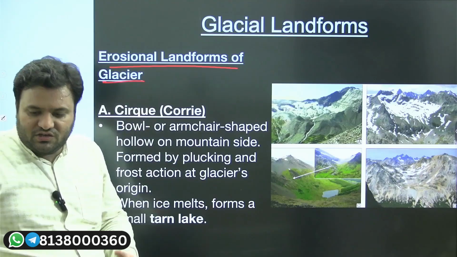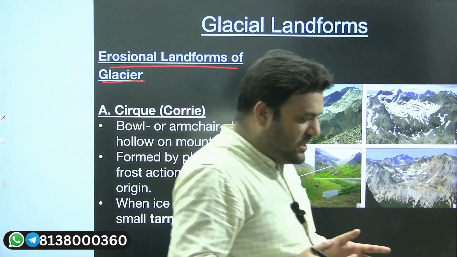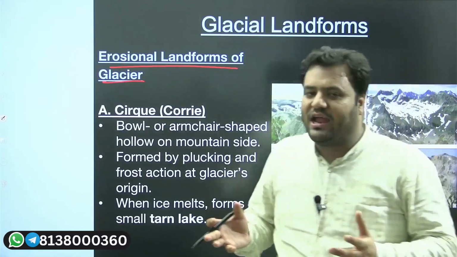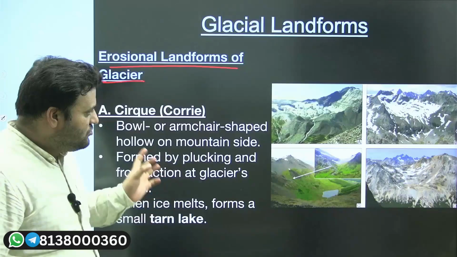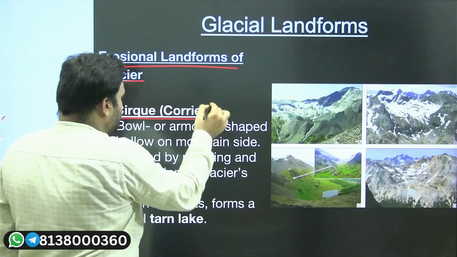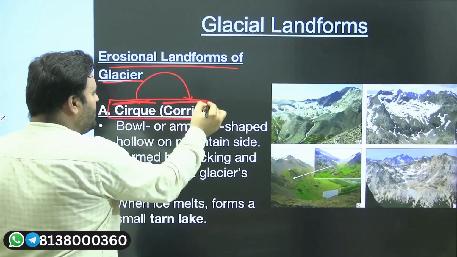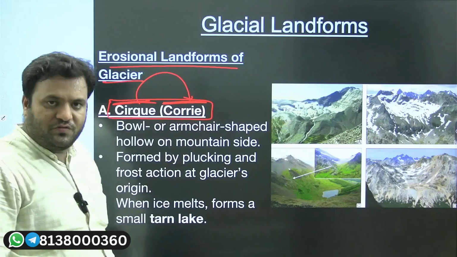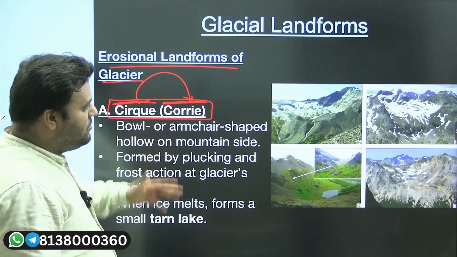Erosional landforms are those which have formed because of the removal of material. So whenever we have a removal, first of all, there will be a formation of cirque, or you can say Cori. There will be a formation of cirque, or you can say the same with respect to the Cori. How is it going to form?